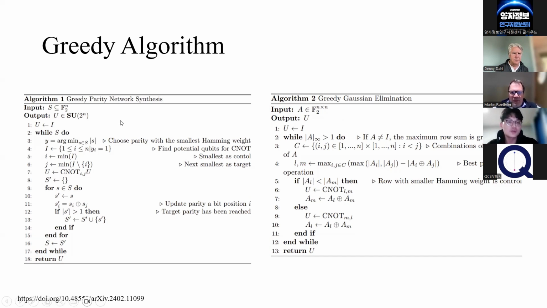This process begins with a set of parities S, where each element represents a term in the Hamiltonian. The algorithm iteratively reduces the parities in S to unit Hamming weight. At each step, it selects the parity with the smallest Hamming weight, applies a CNOT gate to simplify it, and updates the remaining parities to reflect the new basis. This continues until all parities in S have been incorporated into the basis, meaning that they appear as individual qubit states at some point in the circuit.